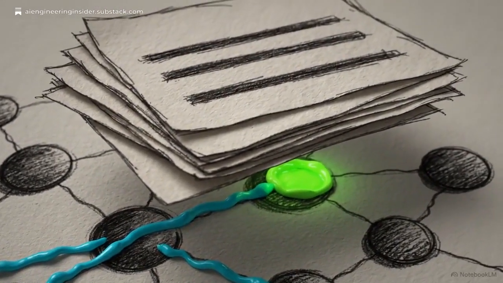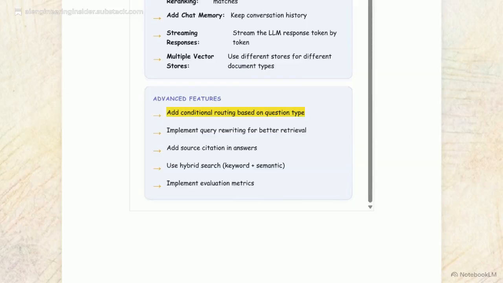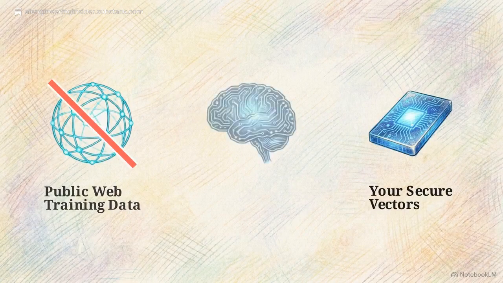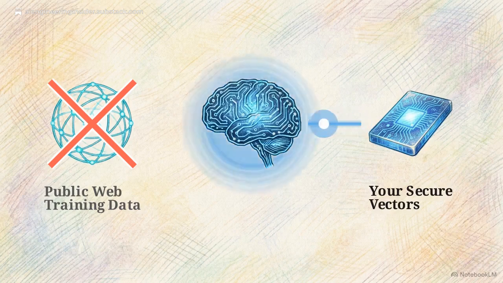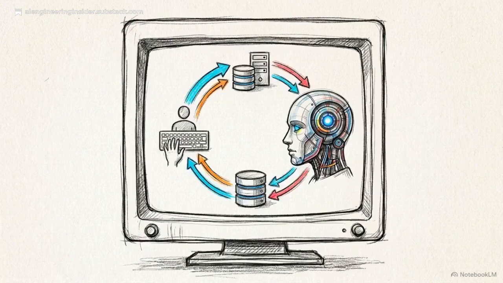From here, you can add conditional logic, like having the graph automatically rewrite the user's question if the initial search returns poor results. Because every response is directly anchored to your specific vectors, the AI references your documentation rather than its training data. You now have the structural foundation required to build secure, reliable AI applications.